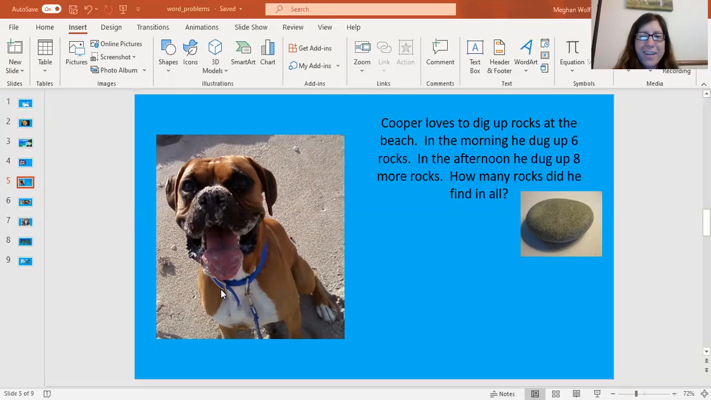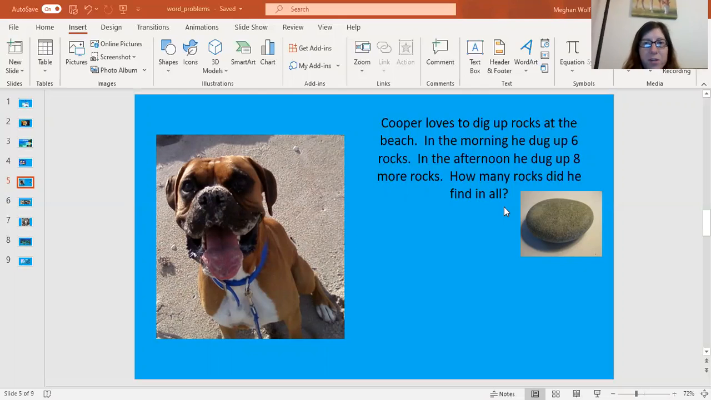But anyway, let's go ahead and read this word problem about Cooper, and then I'll show you how we would solve it. Okay. So it says Cooper loves to dig up rocks at the beach. In the morning, he dug up 6 rocks. In the afternoon, he dug up 8 more rocks. How many rocks did he find in all? And when you're reading a word problem, you want to make sure to read it 2 or 3 times to really understand what it's asking.